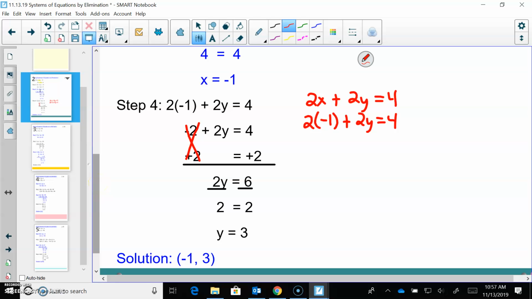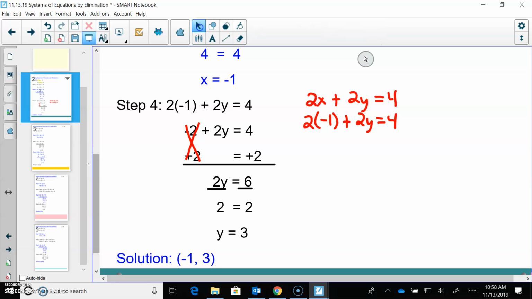So remember, with the solution, when you write it as an ordered pair, the x always comes first, and x was negative 1, which is why you see it first. And then my y value is 3, which is why it's second. Okay? So that was for example 1.